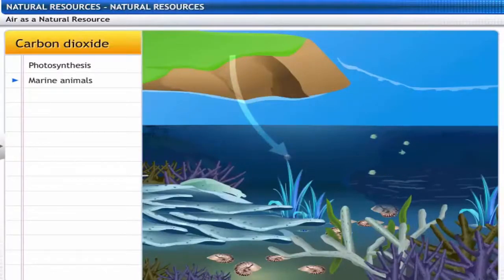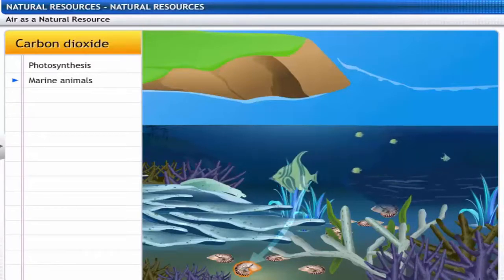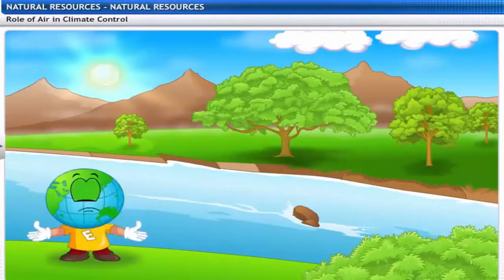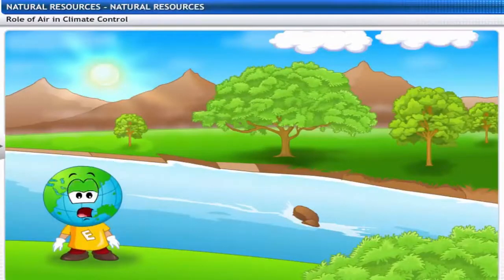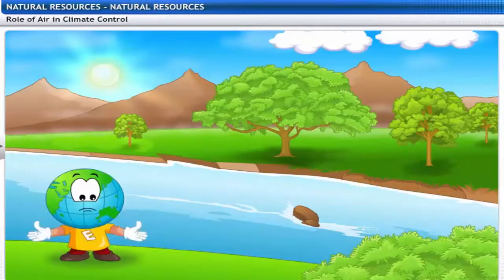Marine animals absorb atmospheric carbon dioxide and form carbonic acid. These carbonate ions are used by marine animals to make shells. I couldn't live without oxygen or carbon dioxide. I'm sure there is more that air does for us.